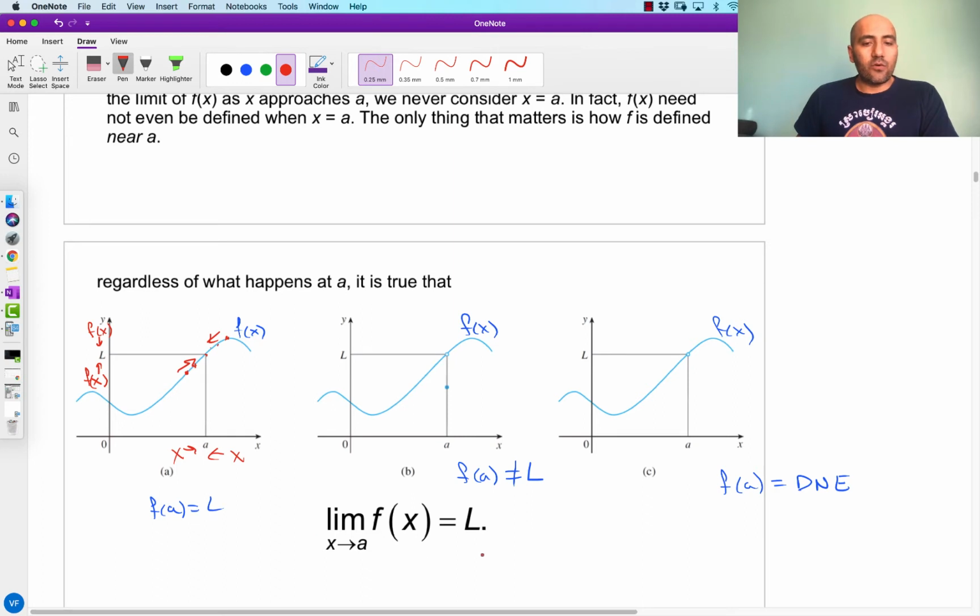Okay. So the limit is going to be L for all three cases. As x approaches a, for all three cases, no matter what, the output values are still going to be getting closer and closer to this L, which means that f of x will squeeze in toward L in any case, right? It doesn't matter what the actual value of the function is at that point. Independent of that, f of x will approach L. So no matter what, the limit as x approaches a of f of x equals L.